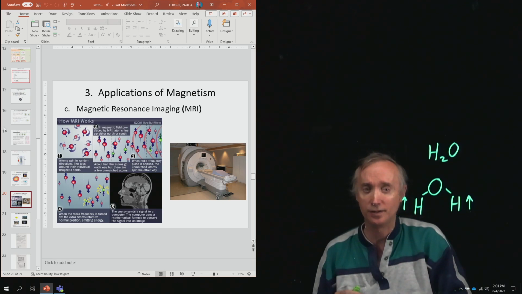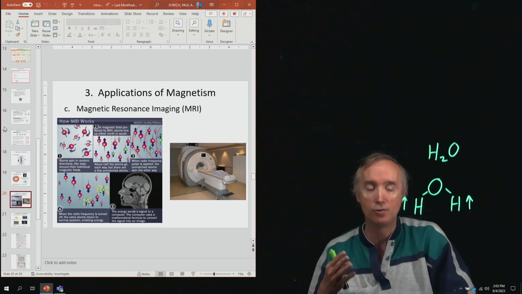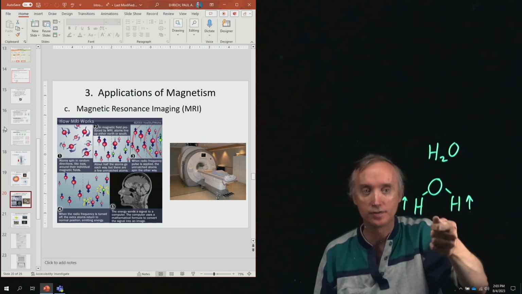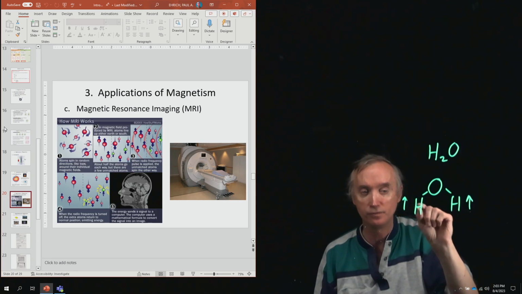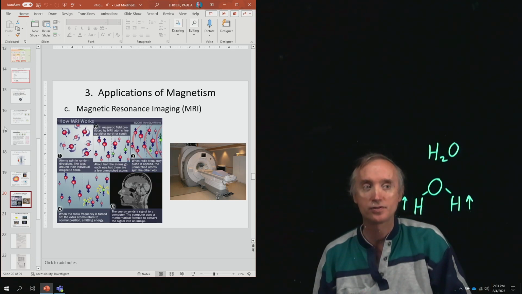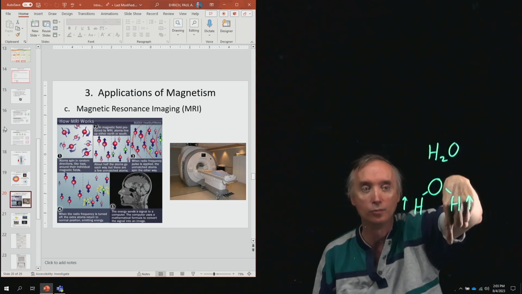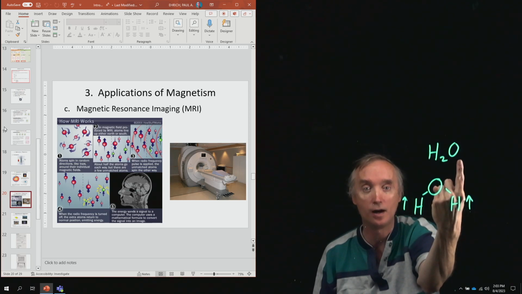So the next thing is you have something that is going to be producing radio waves. So you have a radio transmitter that is going to be producing radio waves, and you change the frequency on those radio waves, and at a certain frequency it just so happens that the spin of that hydrogen will flip, and then it will point up when you get to that particular frequency.